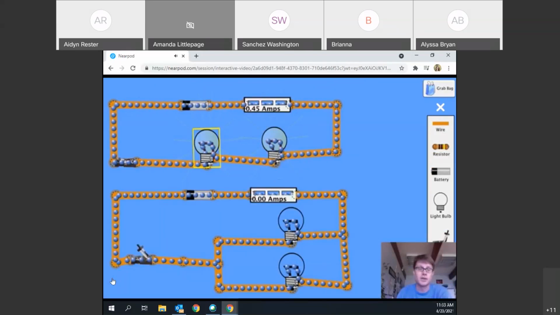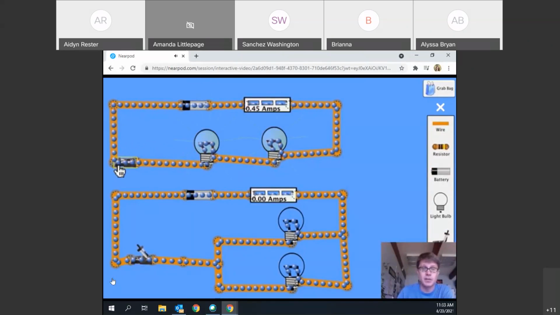Let's get rid of that voltmeter, and let me turn this one off. And so let's return that for a second. So get a sense of how much light we're getting from these two light bulbs, and we have 0.45 amps.